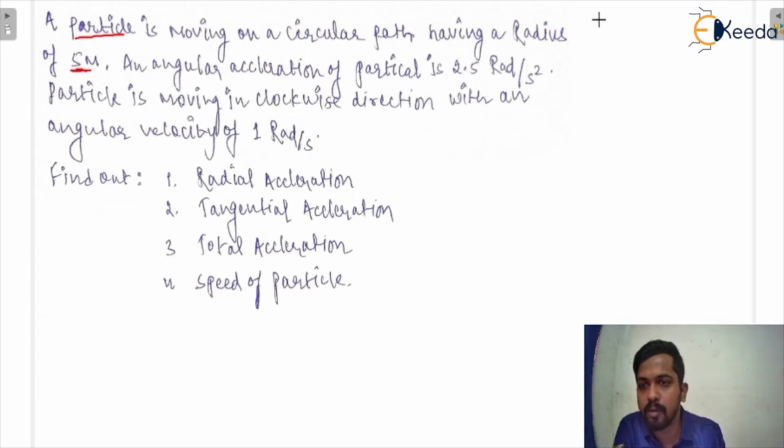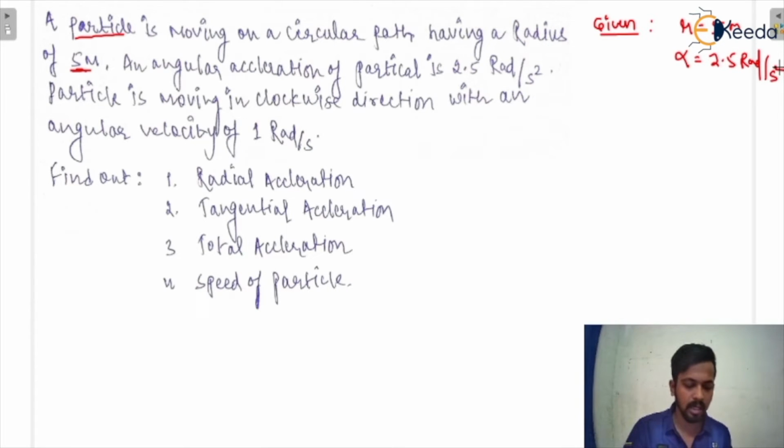That means what is given, I am going to write here: the radius of the circular path is 5 meter, and the angular acceleration, that is alpha, is 2.5 radian per second square. Now the particle is moving in the clockwise direction with an angular velocity of 1 radian per second.